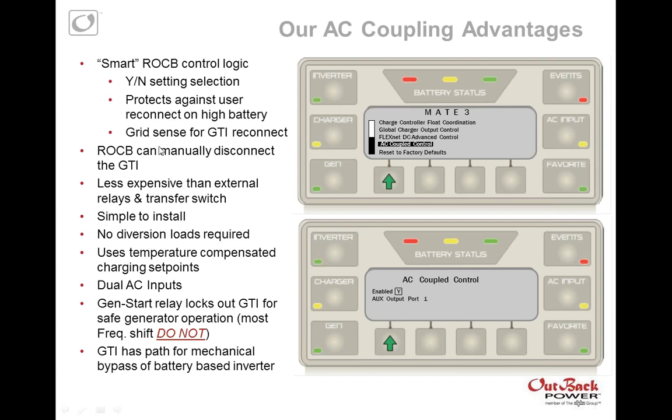The other thing is, if you do need to manually disconnect the grid tie inverter, you can manually open that circuit breaker. So you can use it as a manual disconnect. It's less expensive than using external relays and transfer switches. I know somebody that likes to use solid-state relays externally, but he keeps them in a normally on position, which means there's always power being used by it. He has these heat sinks for over 6 kW. So with this, there's no parasitic power. Simple to install. There's no diversion loads required.